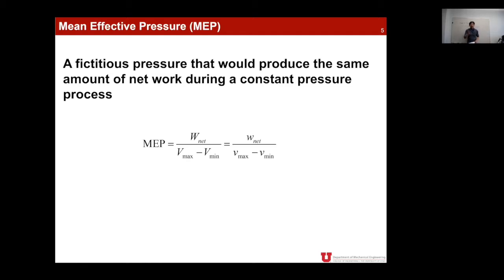So let's take a look at this slide. The mean effective pressure is defined as a fixed pressure that would produce the same amount of net work during a constant pressure process. Then we have this equation. I'm going to move to the whiteboard to explain more about why and how we get that equation based on the statement about the MEP definition.